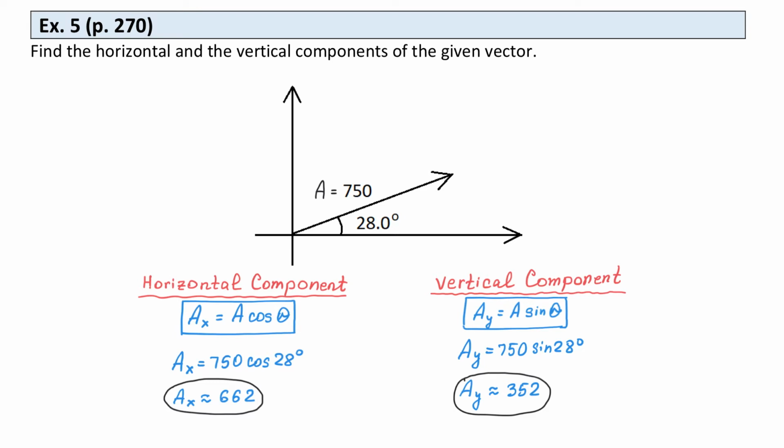So, on the graph, if from the terminal point of vector A we draw a perpendicular down to the x-axis and another perpendicular to the y-axis, then the vector along the x-axis is the horizontal component of vector A, and we call it A sub x, and its magnitude is approximately 662. The vector on the y-axis is the vertical component of vector A. We call it A sub y, and its magnitude is 352.